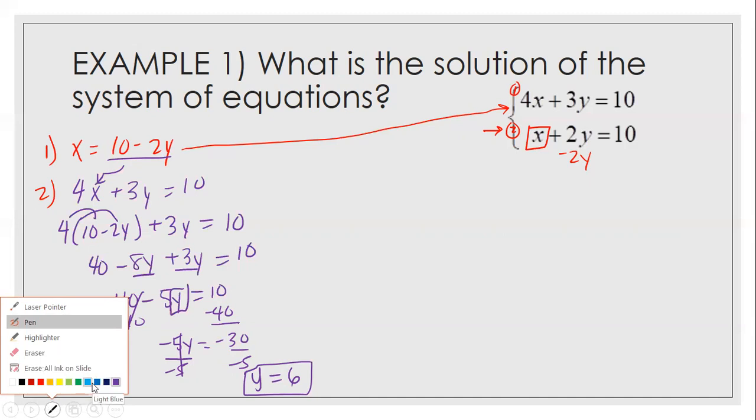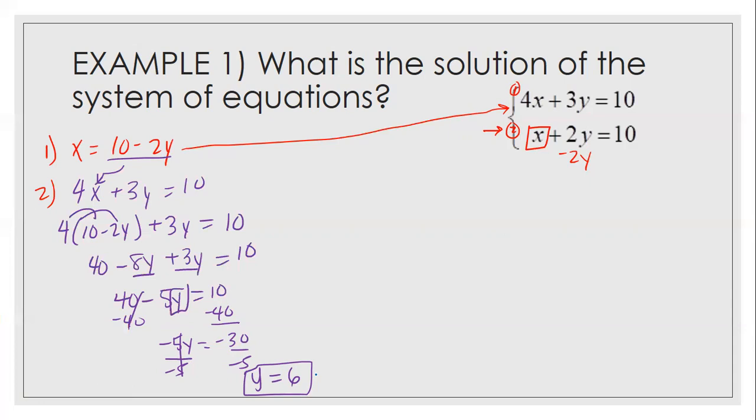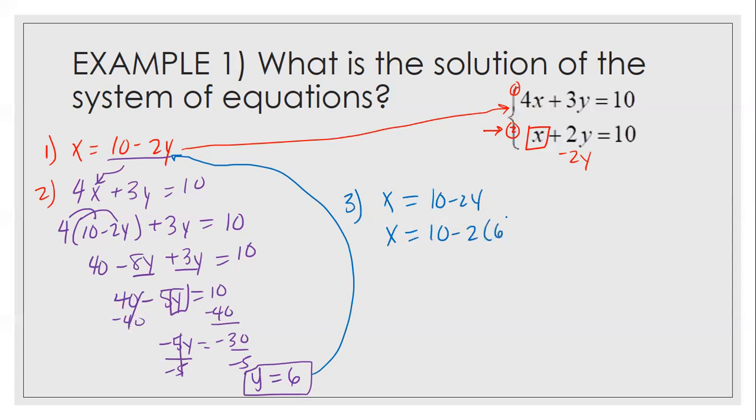Now we're going to take the value that we got from there, and you're going to plug it back into step 1. So I'm taking the y that I got here and plugging it back into step 1. So step 3, we would have x equals 10 minus 2y, but now we have a value for y, which is 6. Plug it in, and we get 10 minus 12. And what's 10 minus 12? Negative 2. So x equals negative 2.